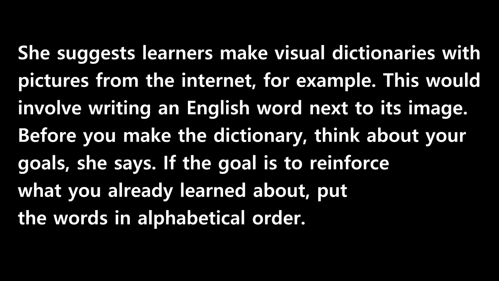Christiane Galvaux has used pictures to teach vocabulary to students of every level, from grade school to the university level. Galvaux, who is based in California, has taught English for 20 years, including in the United States and Brazil. She suggests learners make visual dictionaries with pictures from the internet, for example. This would involve writing an English word next to its image.